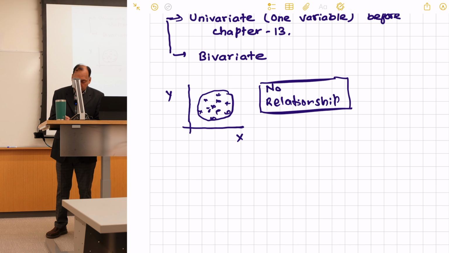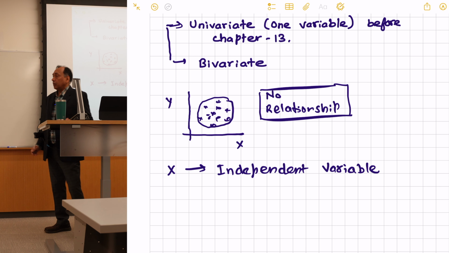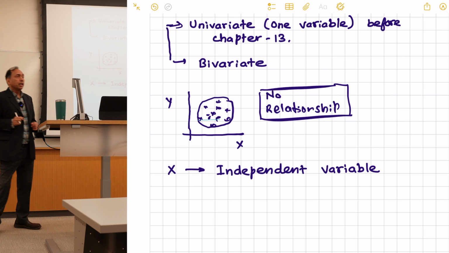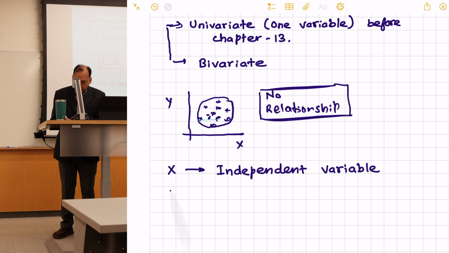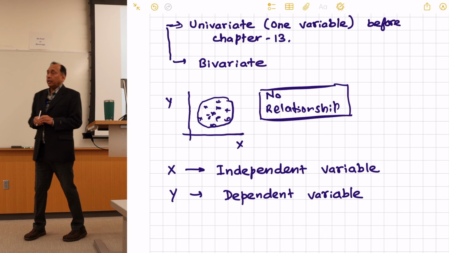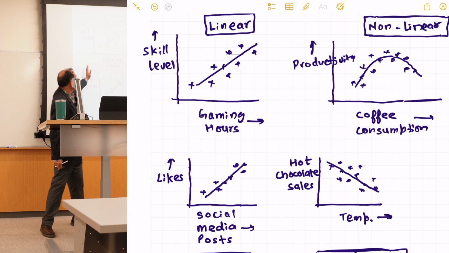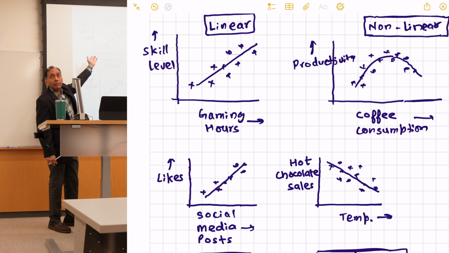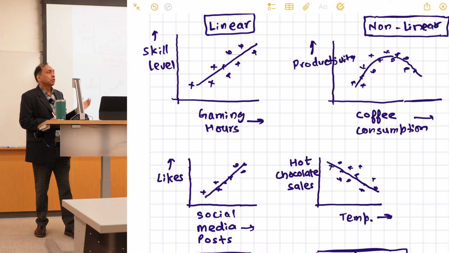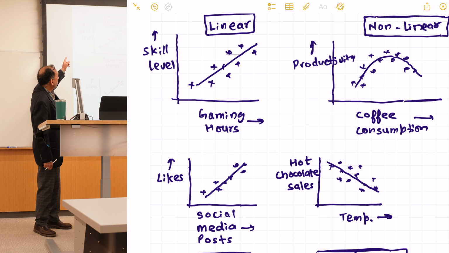So in all these situations, there is a variable called x that goes on the x-axis, and that variable is termed an independent variable. And the variable on the y-axis, or y variable, is called the dependent variable, because in this relationship we are studying whether y depends on x or not. So gaming hours is an independent variable and skill depends on that. How much time you spend gaming, skill level will change as per that.